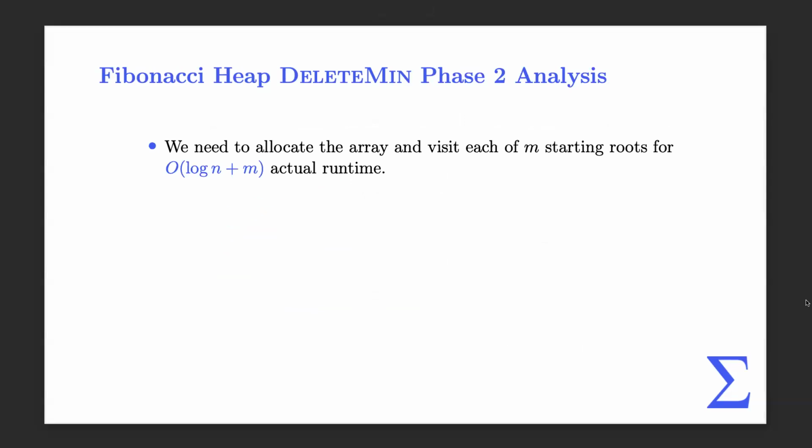Okay, so how bad was that for us to do all that work? We allocated the array and visit each of the m starting roots for log n plus m time, because log n is from the size of the array, and m is just some number. Then delta phi, the number of marked nodes didn't change. So delta phi is just the change in the number of trees, final minus initial.